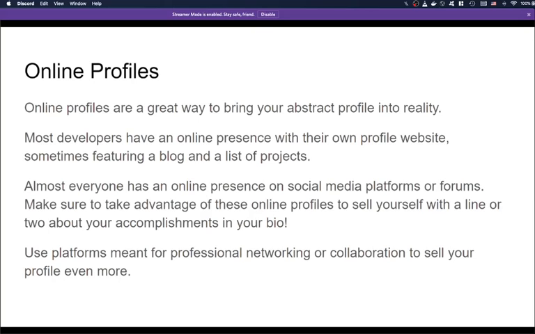Let's get off the online website right now and just talk about your presence on social media platforms and forums in general. You should be taking advantage of your social media to advertise at least a few of your accomplishments and sell yourself. Because when a company runs a background check on you, they're going to find all of your social media, and you want to have on your social media all of the stuff that could help boost your resume. And of course, also just throw it in your bio.